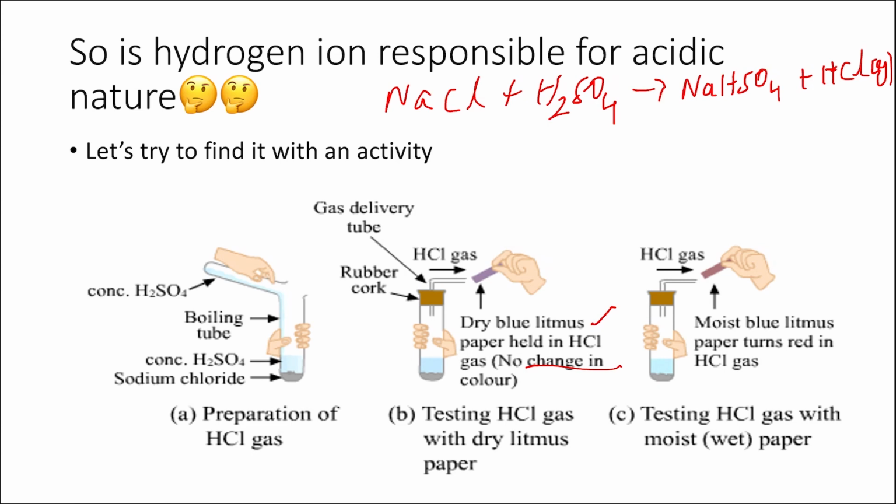Now concentrate on picture number C. Again the same reaction wherein we are preparing HCl gas, but in this case we check it with a moist blue litmus. And what do we observe? The color of litmus changes to red. This is a clear indication that it is the wet HCl gas that has acidic nature.